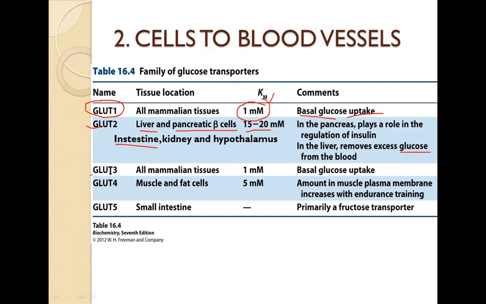Coming to GLUT3, you have again present them for basal uptake. Again, it is present like GLUT1, and GLUT3. They both are present in all the mammalian tissues. GLUT4 is seen in muscle and fat cells, and you can increase the concentration of GLUT4 by endurance training. Whenever a person undergoes endurance training, no, they can increase the GLUT4 upregulation and help in better glucose uptake.